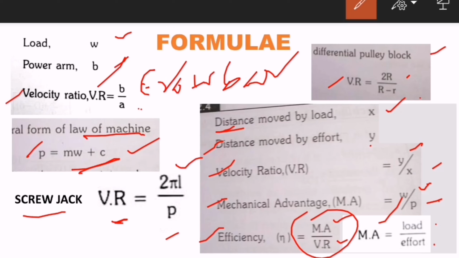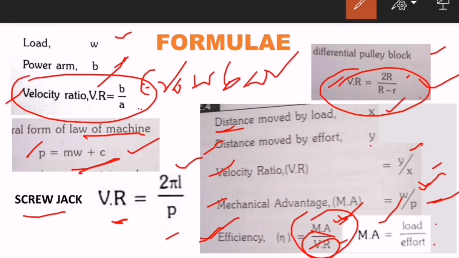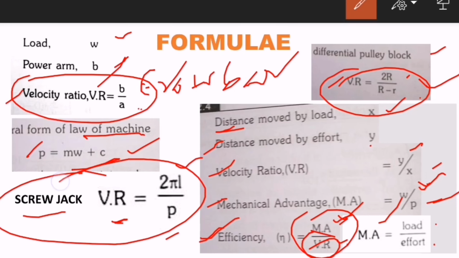Our important task is that we need to find out the efficiency. That is with the help of mechanical advantage and velocity ratio. To find out mechanical advantage, we need load and effort. But velocity ratio, for every machine there is a different velocity ratio. Look at this. Differential pulley block is having 2R by R minus r. For example, crowbar is having B by A. Screw jack is having 2 pi L by P. So velocity ratio is different for different machines. So we need to remember the velocity ratio formula and substitute the values.